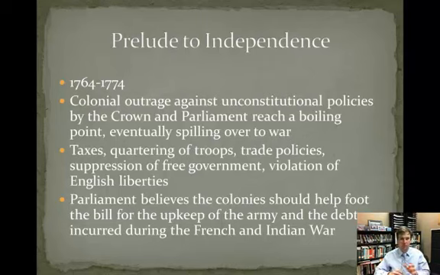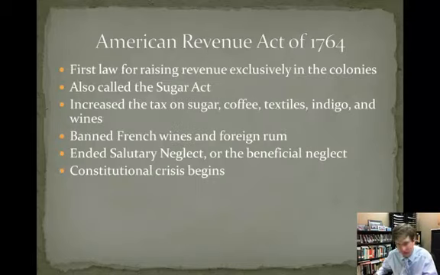Parliament believes the colonies should help foot the bill for the upkeep of the army and the debt incurred during the French and Indian War. They said, after all, we fought the war primarily in North America. You should pay for it. Now, British subjects in England itself were paying higher taxes than they were in the colonies, but that's irrelevant.